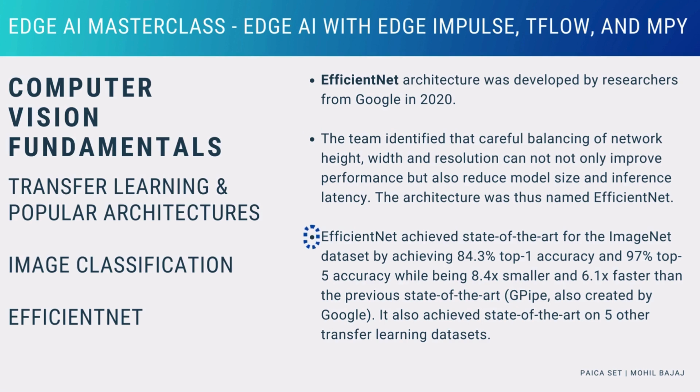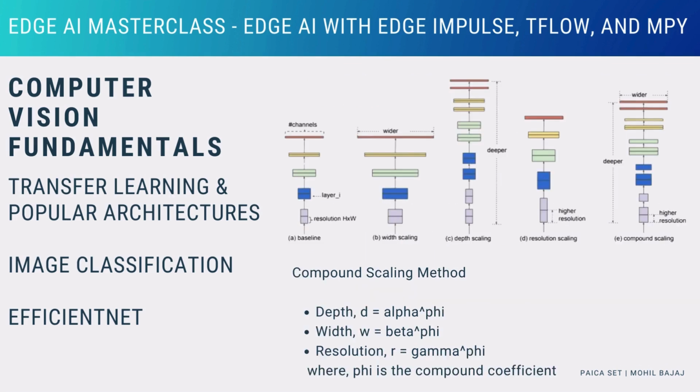EfficientNet achieved state-of-the-art results for the ImageNet dataset by achieving 84.3% top 1 accuracy and 97% top 5 accuracy, while being 8.4 times smaller and 6.1 times faster than the previous state-of-the-art model. It also achieved state-of-the-art on 5 other transfer learning datasets. Let's now understand how the researchers did this.